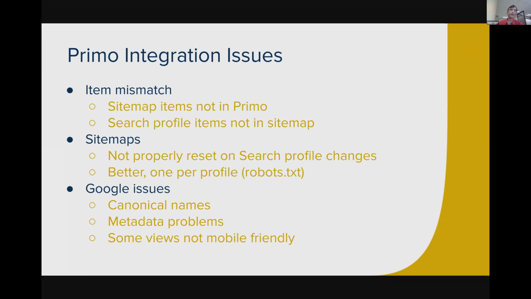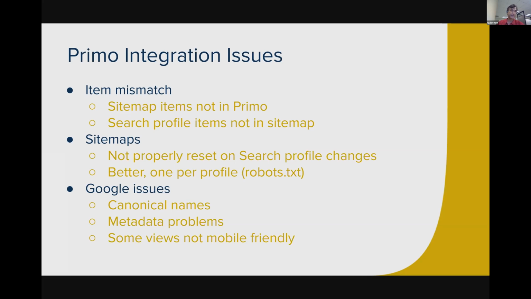The sitemaps as well have some issues. They're not properly reset. When you make changes to the search profile in one of those implementations, it leaves a number of kind of ghost sitemaps around, which can confuse the search engines. And one thing that we think would be better is that for each one of those profiles that you added, if you added a new sitemap to the robots.txt, instead of kind of appending them together, which is the current methodology, it would give you a little bit more ability to administer those through the Google search interface.